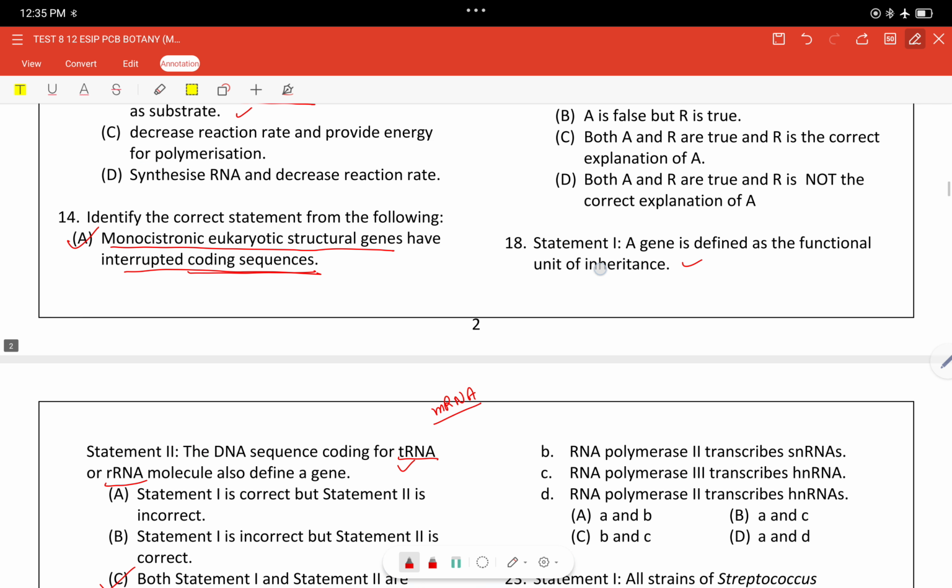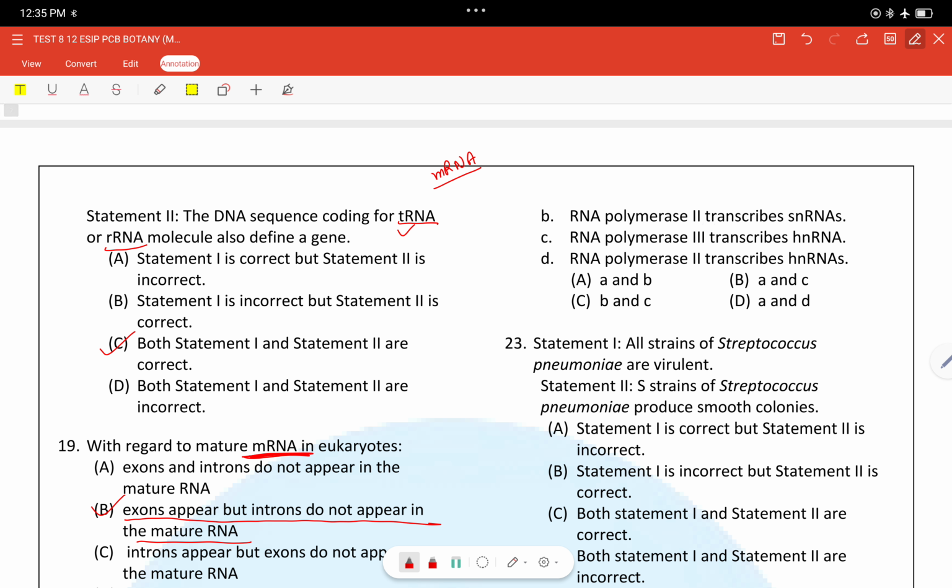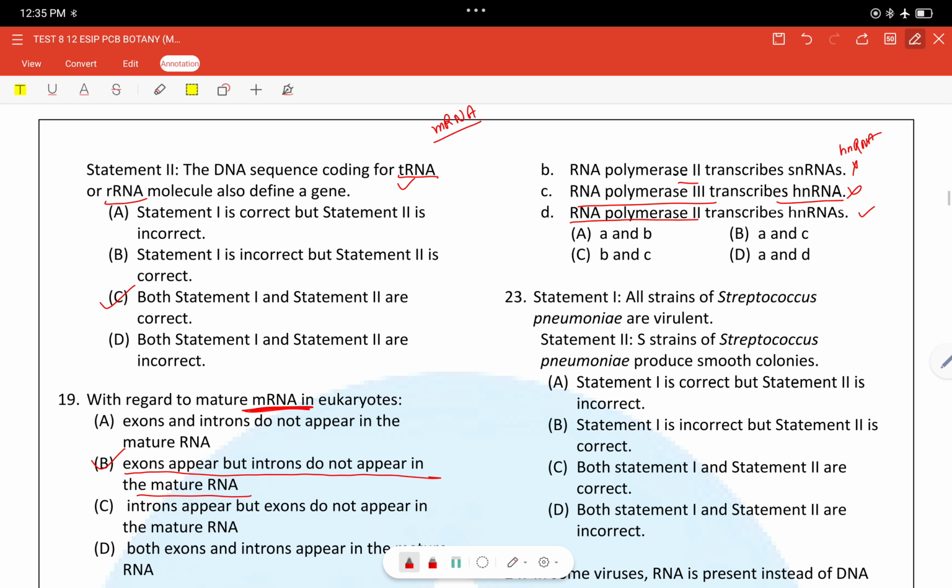Second statement is RNA polymerase 3 transcribes snRNA. This is incorrect. It actually transcribes hnRNA. RNA polymerase 3 transcribes hnRNA because RNA polymerase 2 transcribes hnRNA. So this statement is incorrect. RNA polymerase 2 transcribes hnRNA. That is correct. So the answer is A and D are correct.